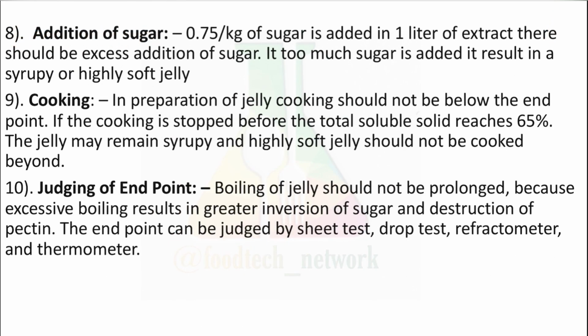Next, addition of sugar. 0.75 kg of sugar is added to 1 liter of extract. Then we cook them, and if the cooking is stopped before the total soluble solids reach 65%, the jelly may remain syrupy. So the cooking should be proper, so that the jelly will not be soft. Judging of endpoint: there are many tests like sheet flake drop test, refractometer, thermometer.